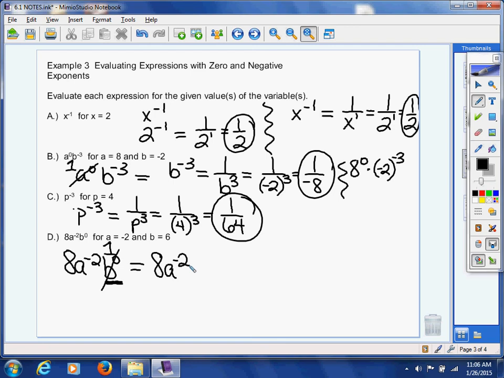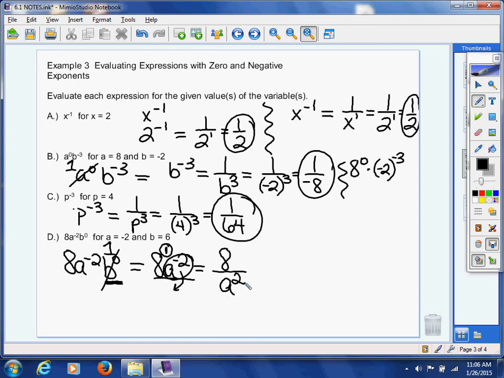Now I like to simplify before I plug in, so I'm going to leave the 8. See, 8 has an understood exponent. Do you see that exponent right there? It's an understood 1. So 8 already has a positive exponent. So we're going to leave 8 right where it is. It doesn't need to move. It already has the positive exponent we want on it. The only thing that needs to move is that a to the negative 2. We're going to move it down to the bottom just like that.